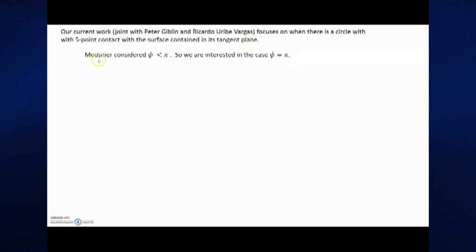So whereas Meusnier took the normal plane section and then rotated it by an angle psi, he insisted that this psi was less than pi. So in other words, the tangent plane case was excluded. And this is exactly the one that we're looking at.